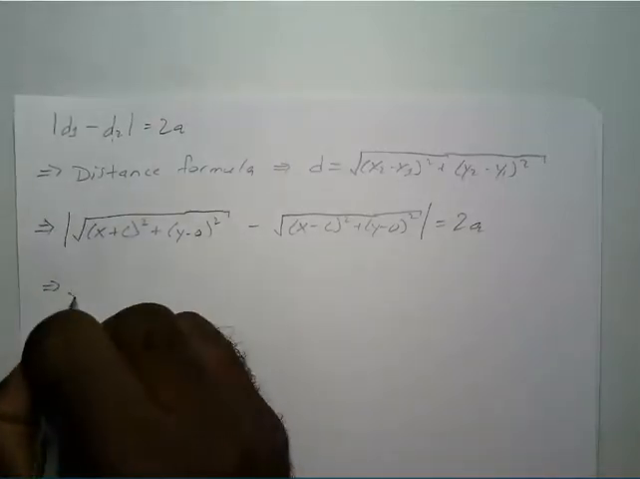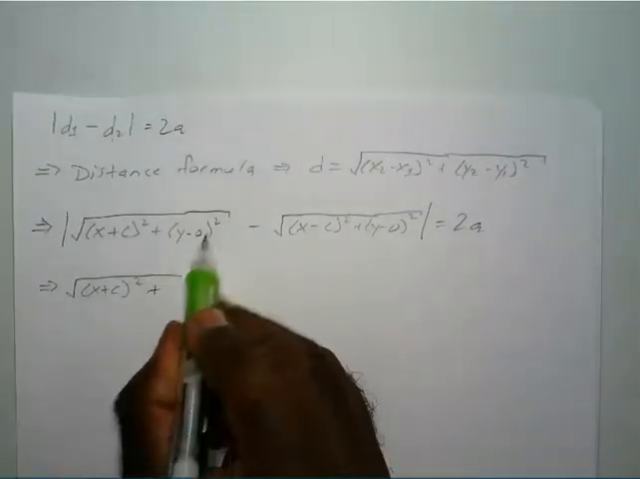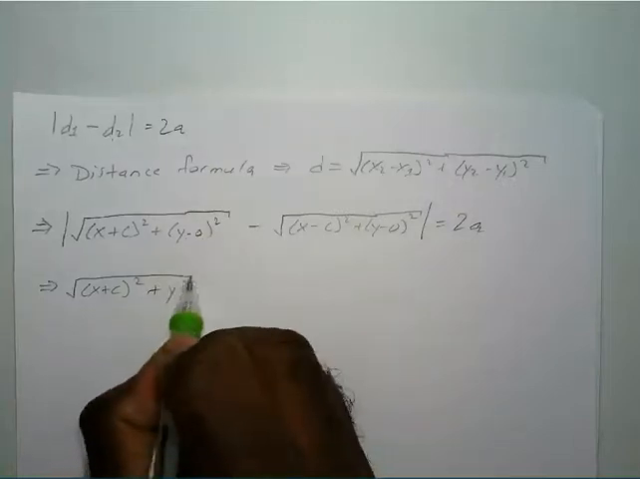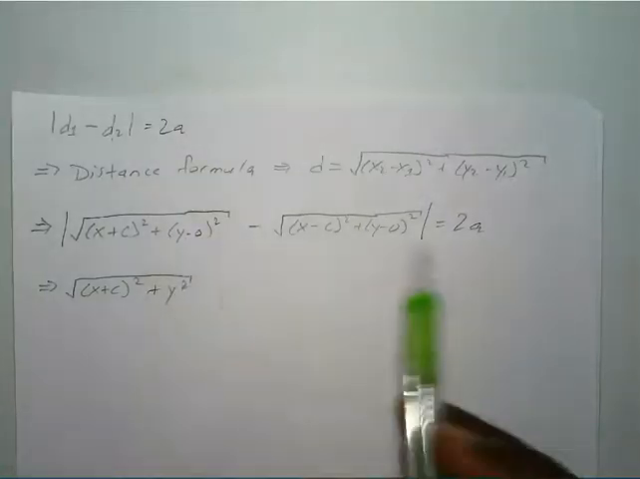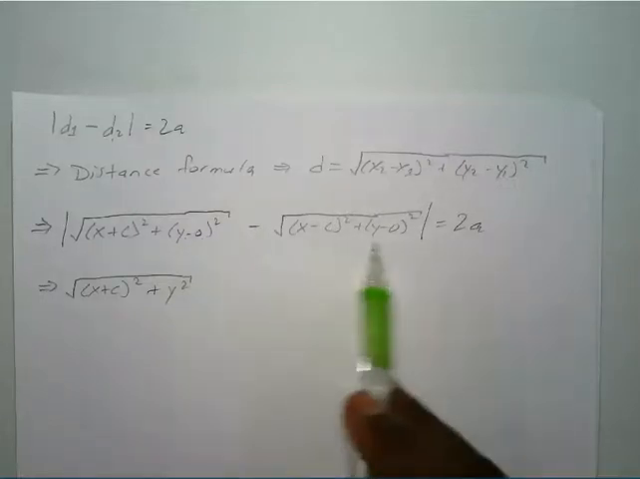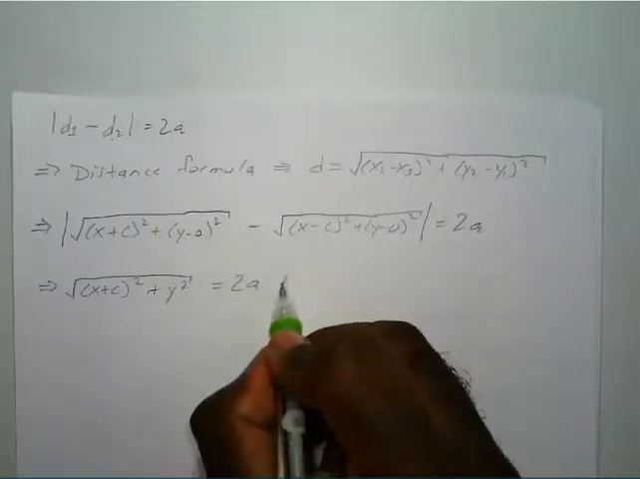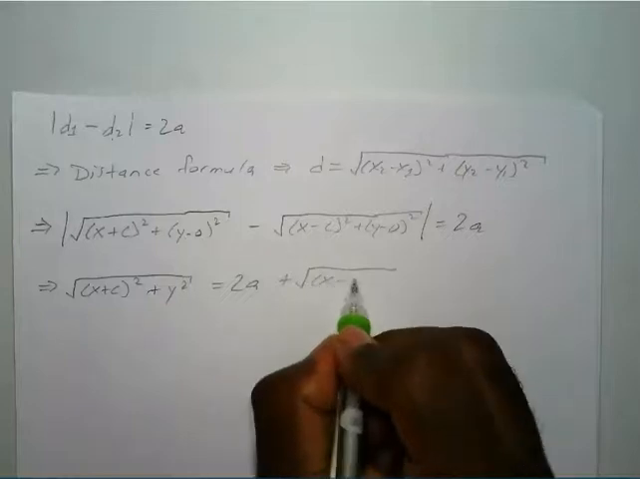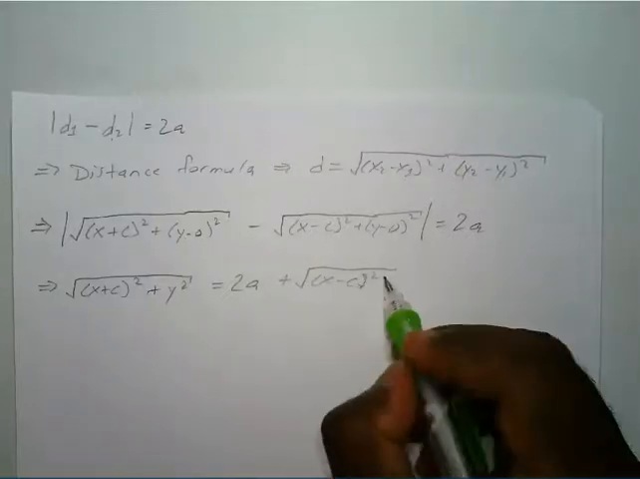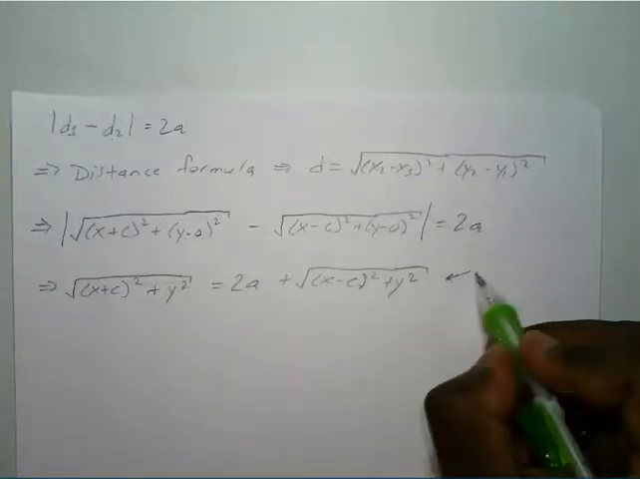That gives us the square root of (x plus c) squared plus y squared, since y minus 0 squared is just y squared, minus the other square root, equals 2a. Since we dropped the absolute value symbol, we're going to add this term to both sides, which means it cancels out on the left, and we end up with 2a plus the square root of (x minus c) squared plus y squared. Now we want to start getting rid of the square root symbols. How do we do that? Well, we square both sides.